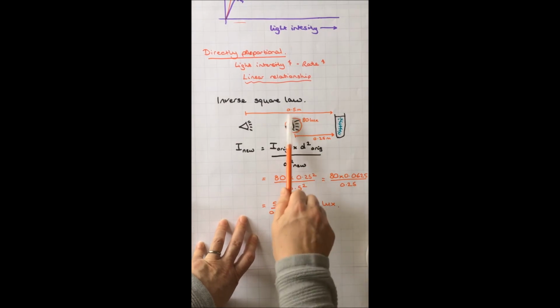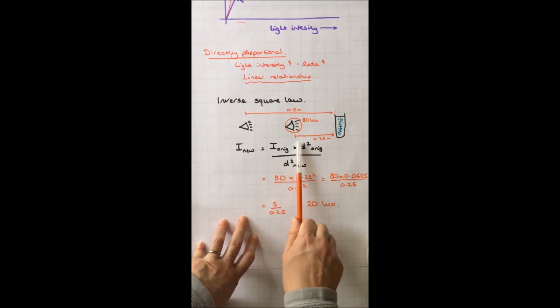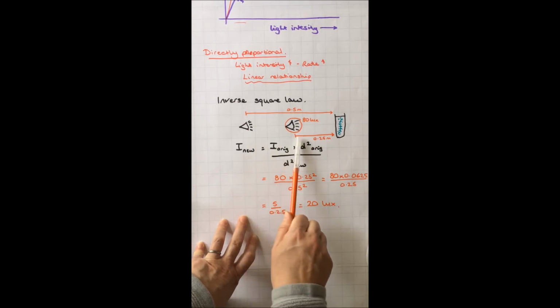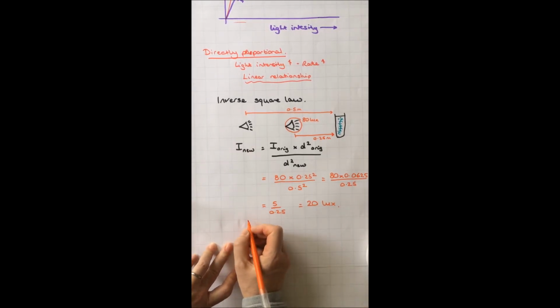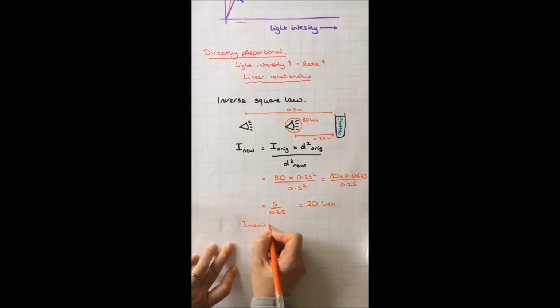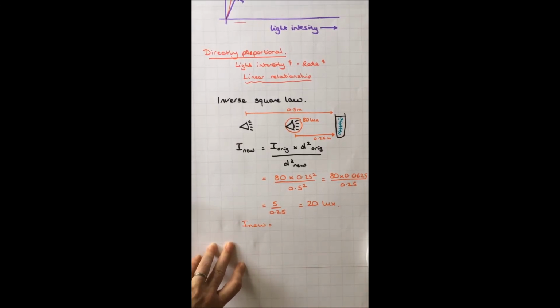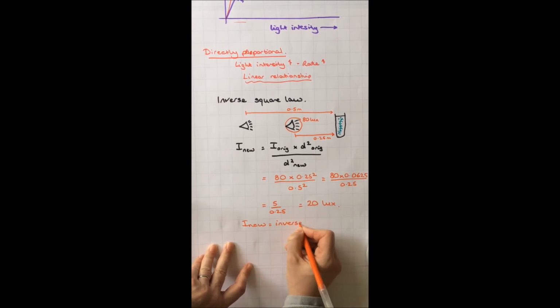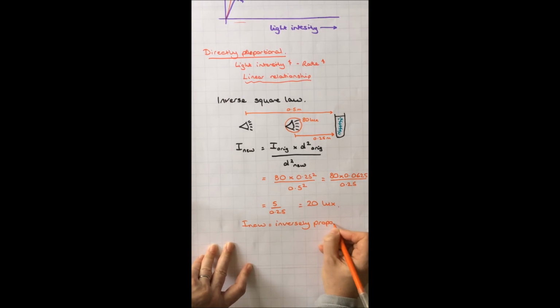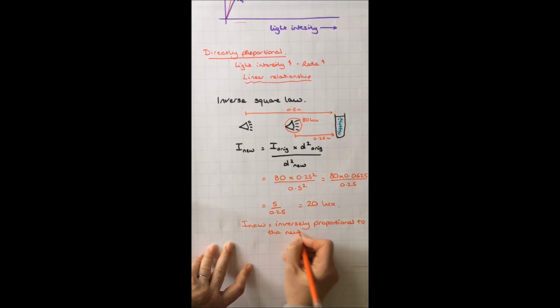So that means that my light intensity at the original position was 80 lux, and as I moved my light further away it went to 20 lux. What that shows us is that my light intensity is inversely proportional to the new distance squared.